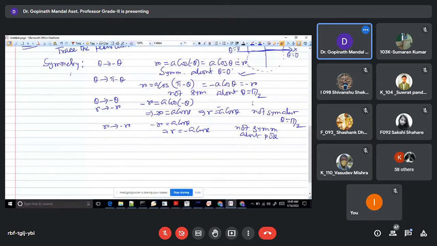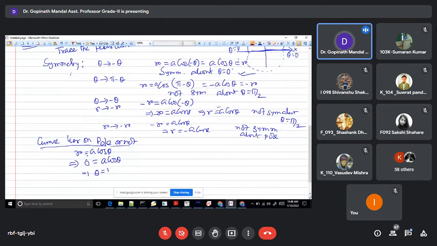Second is whether the curve lies on the pole or not. For r equal to a cos theta, we have to find the value of theta. So put r equal to 0 in a cos theta. That means cos theta equal to 0, so theta equal to pi by 2.